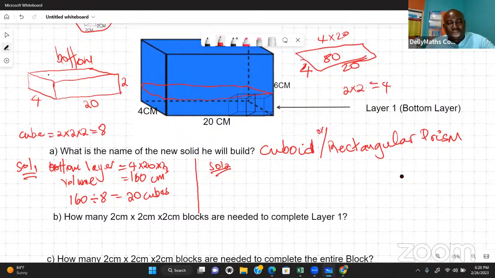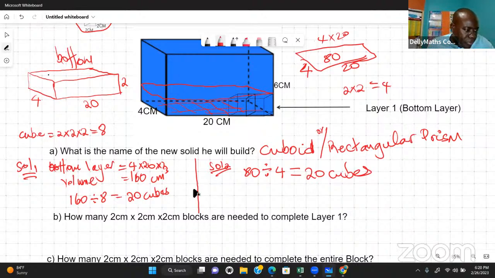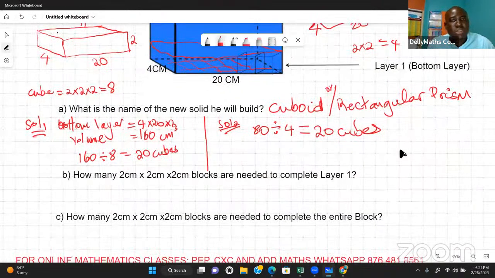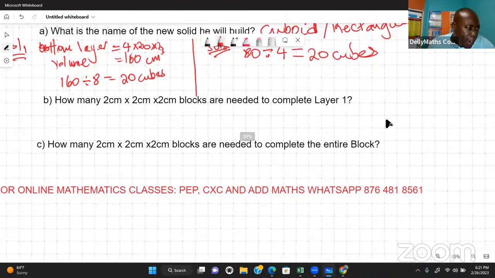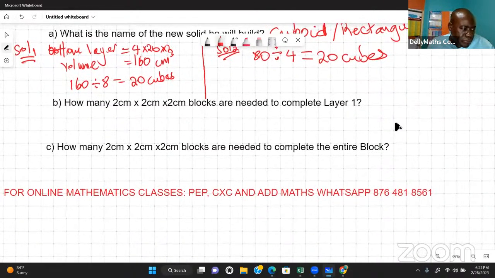If you imagine finding the area of the bottom surface, you would have gotten 80 for that. If you divide that 80 by the bottom surface of the cube, which is 4, you still get back 20 cubes that are needed to fill out all of that. So there are various approaches that you can look at, but the bottom line is you will end up getting that 20. So now let's jump on the B part.